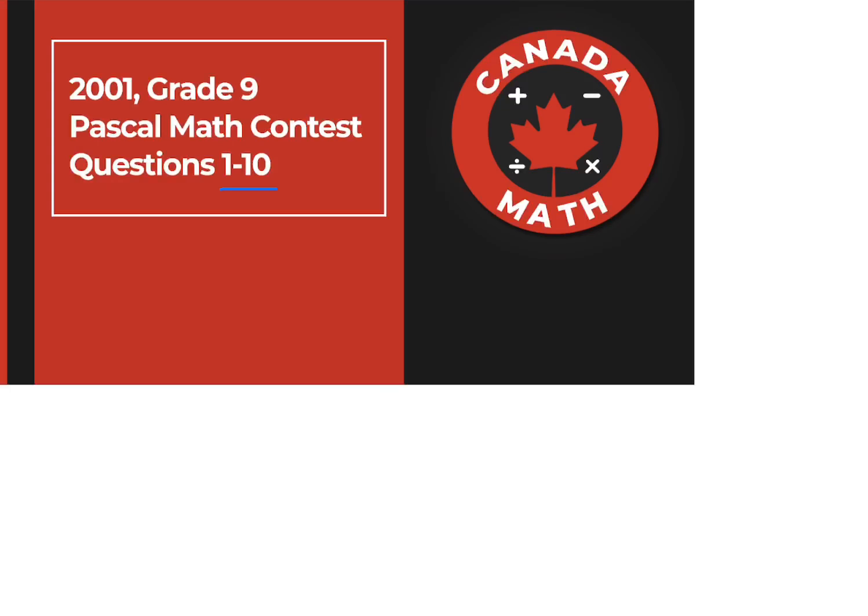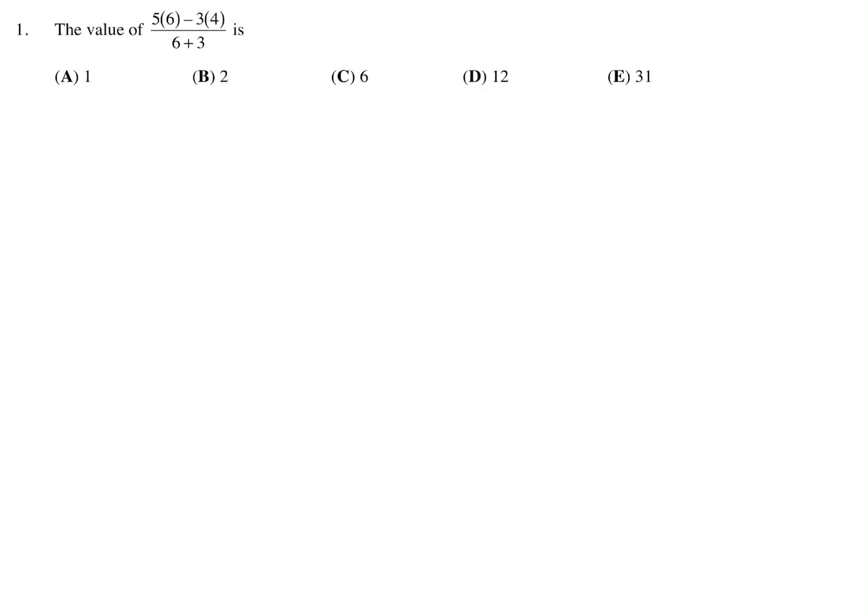Questions 1 through 10 of the 2001 Grade 9 Pascal Math Contest. 5 times 6 minus 3 times 4 all over 6 plus 3. The value of that expression is, let's do the numerator first.